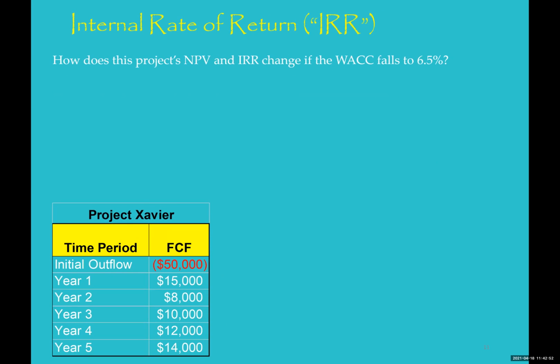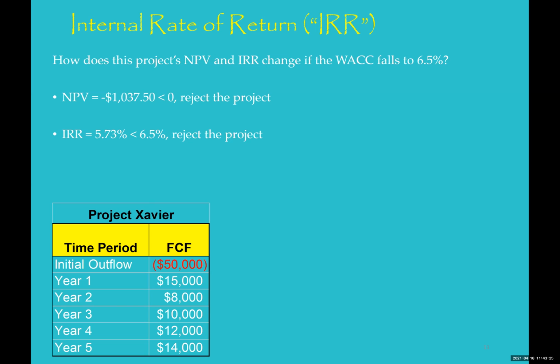All right, so now same project, Project Xavier, but suppose for some reason your cost to finance the project, your WACC, falls to 6.5%. So it now costs you less to finance the project. You can recalculate the NPV, and you don't need to recalculate the IRR, but now you compare the IRR to the new cost of capital of 6.5%.